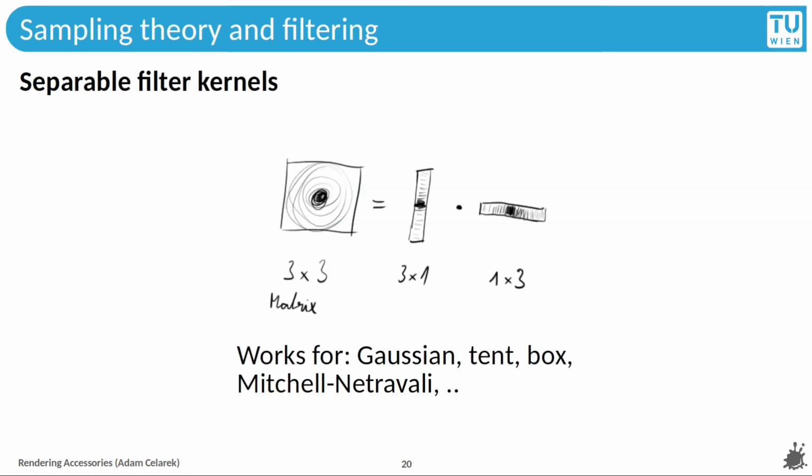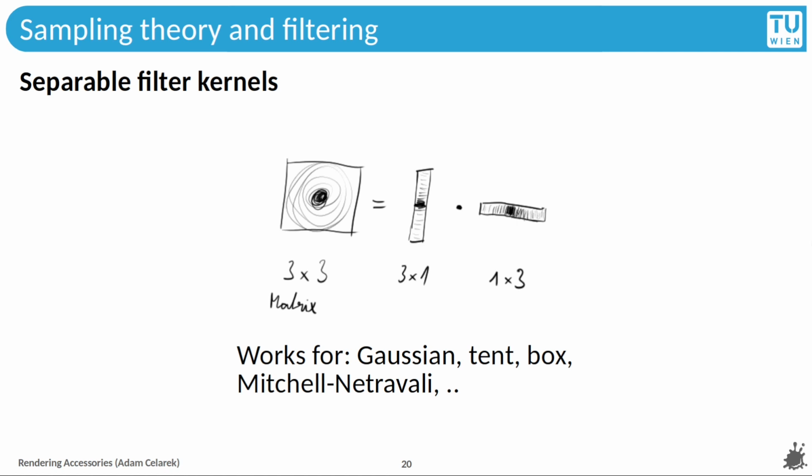Many discrete smoothing filters are separable. That means that the matrix of the filter, like here the 3×3 matrix, used for filtering can be produced from the outer product of two vectors over here. This applies, for instance, to the Gaussian, tent, box and Mitchell-Netravalli filters. And since these filters are symmetric, the two vectors have the same values.